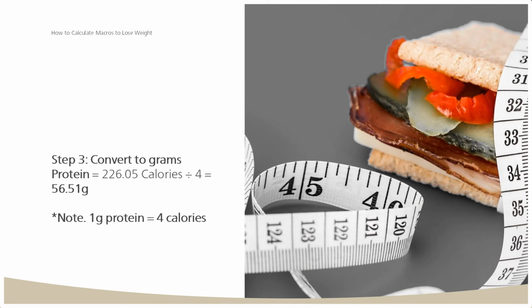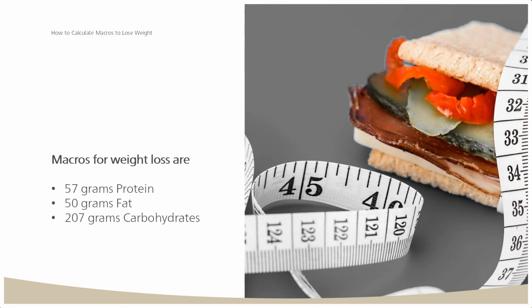Step 3. Convert to grams. Protein is equal to 226.05 calories divided by 4, which is equal to 56.51 grams. Fat is equal to 452.1 calories divided by 9, which is equal to 50.23 grams. Carbs are equal to 828.85 calories divided by 4, which is equal to 207.21 grams. So macros for weight loss are 57 grams protein, 50 grams fat, and 207 grams carbohydrates.